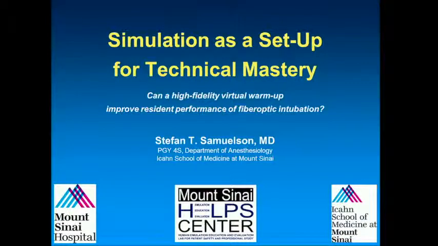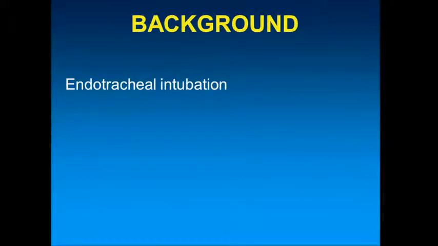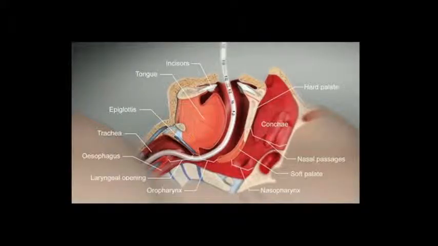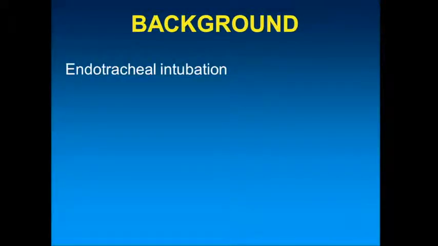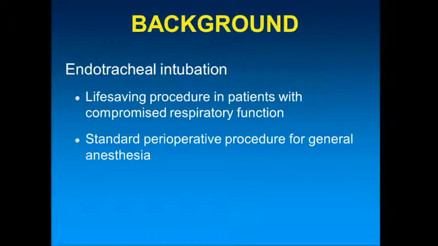The research that I'm going to present is on the use of simulation to create a resident warm-up for procedural skills in anesthesia. So, endotracheal intubation, I'm not sure if everyone is familiar with it or not. Basically, it's the passage of a tube through the oropharynx or nasopharynx into the trachea. The tube sits just above the carina. It's used to ventilate the lungs. It's a life-saving procedure for patients that have compromised respiratory function. It's also a component of general endotracheal anesthesia.